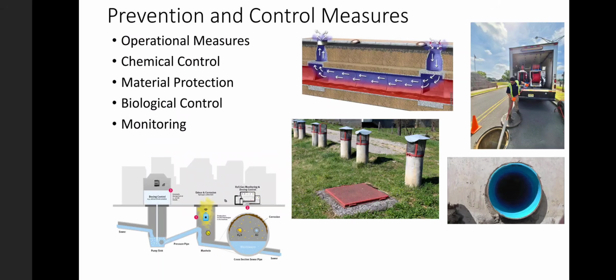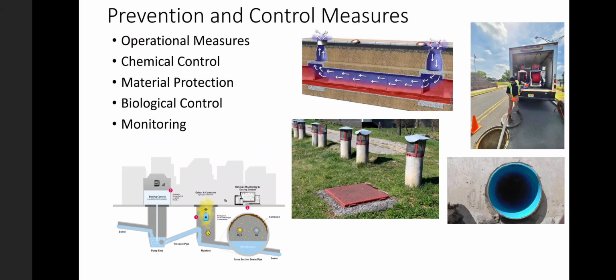So how can we prevent sewer corrosion? Here we can see that there are kinds of control measures we can take. First one is operational measures, then chemical control, material protection control, biological control, and monitoring. Operational measures means we have to do routine maintenance and routine cleaning, and we also have to provide proper ventilation for the exhaust of the gases developed inside the sewer.